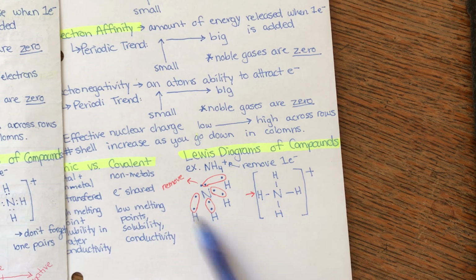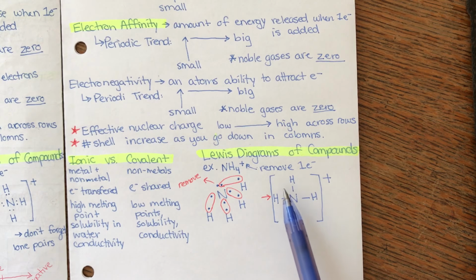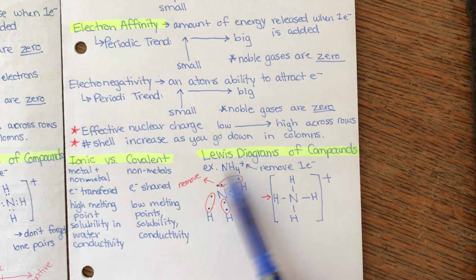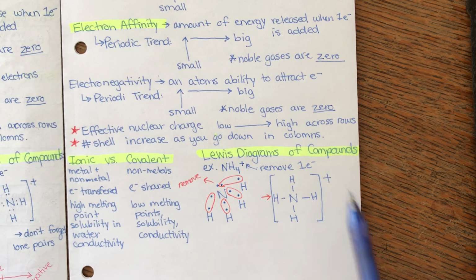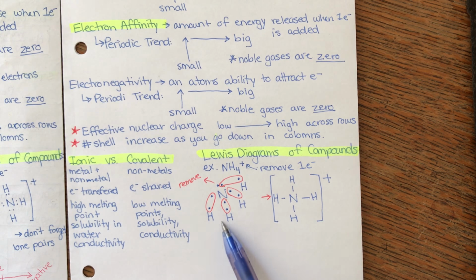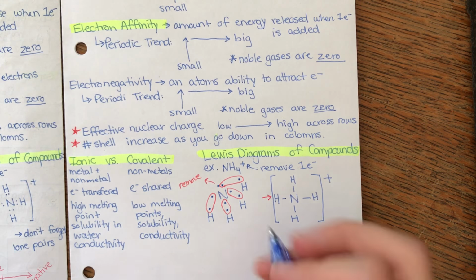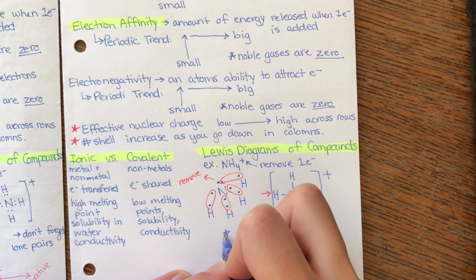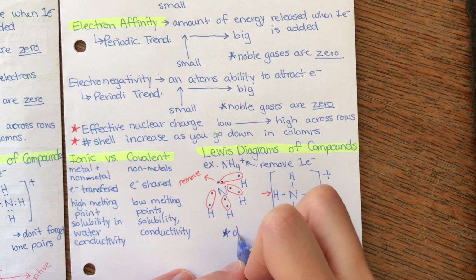When you're doing compounds that have negative charges, again, you'd be adding electrons instead of removing, and you'd show the charge on the top. If you're using a compound that has other valence electrons, so say instead of hydrogen these were chlorine or something like that, then you need to make sure that you show the lone pairs. So we'll make a little star here. So don't forget lone pairs.